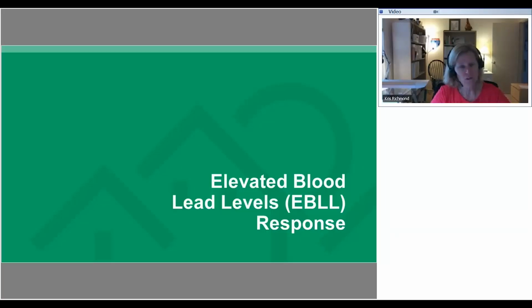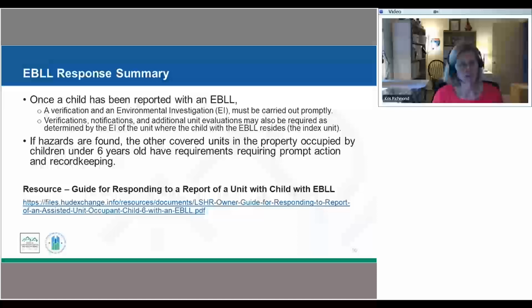And we're also doing a repeat training of elevated blood levels for public housing on December 6th. And the registration was just sent out last week. Hopefully you saw that. If you didn't, you can go to the HUD Exchange and go to the lead-based paint page, and you can get to our training registration for that. But the EBLL training is going to be on December 6th. So sign up for that, and we're going to go into a lot more detail about EBLL in the EBLL course. All right, so EBLL again stands for elevated blood lead levels.